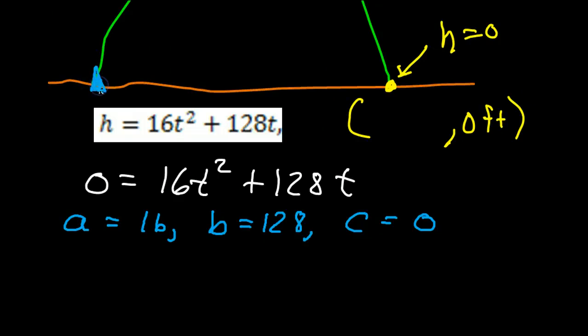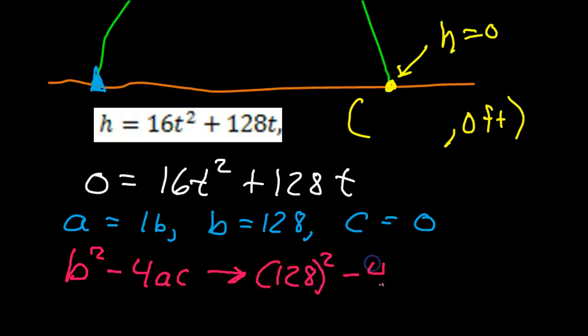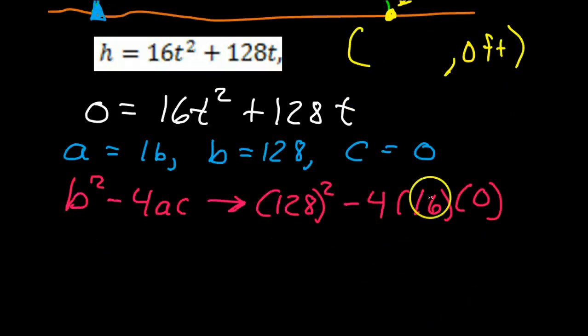Okay, so that's why the initial height is 0. Anyway, so we're going to solve this using the quadratic formula, which means we're going to start with the discriminant, b squared minus 4ac. So that would be 128 squared minus 4 times 16 times 0. Now look, anything you multiply by 0 is 0. So that means this term is 0. So it's gone. So really it's just 128 squared.